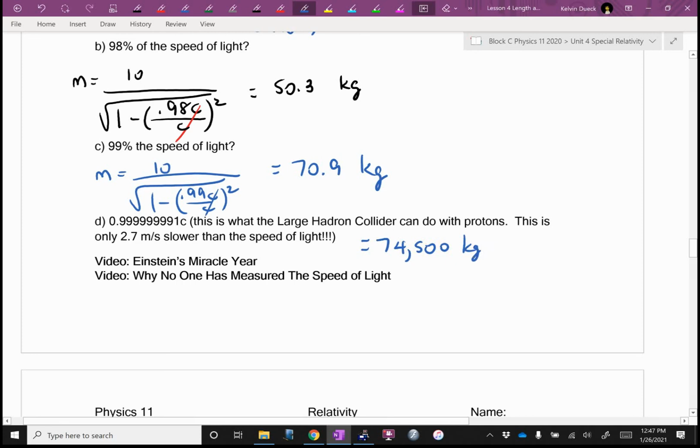What do you think the mass would be if you tried to go the speed of light? In fact, it's infinity. It shoots off to infinity. How much energy do you think it would take to get an object of infinite mass to the speed of light?